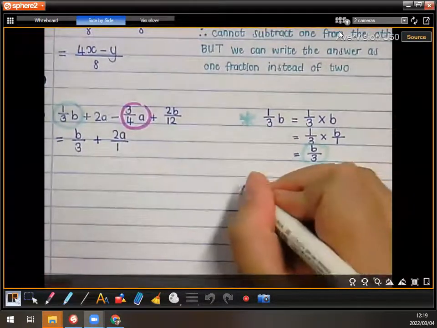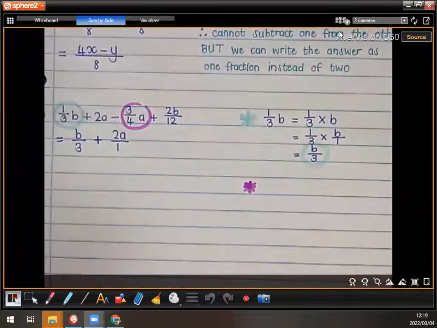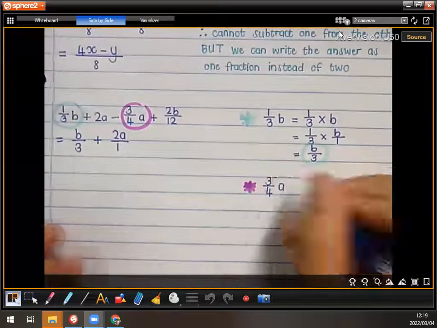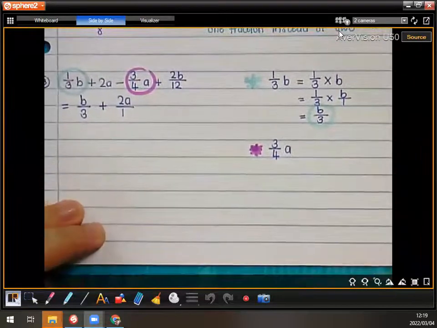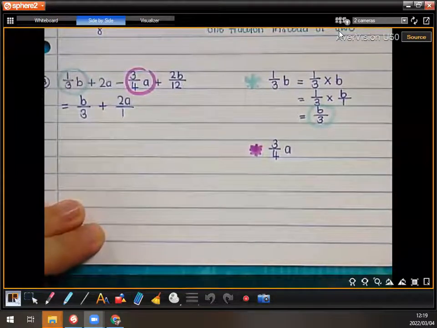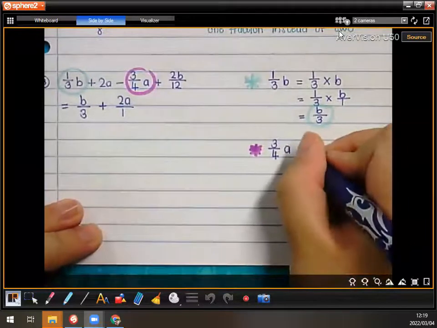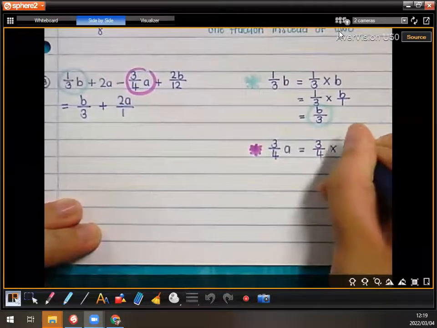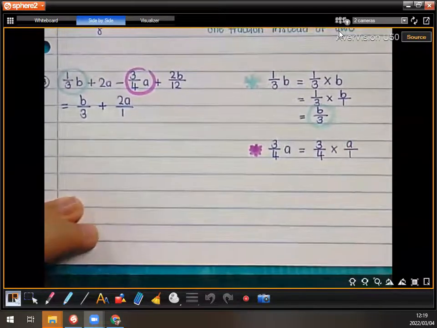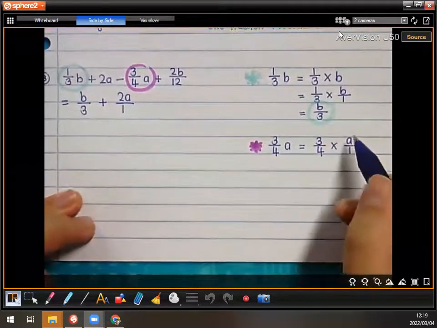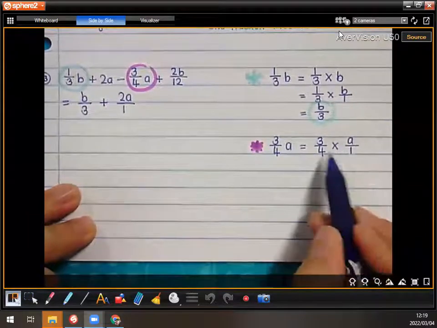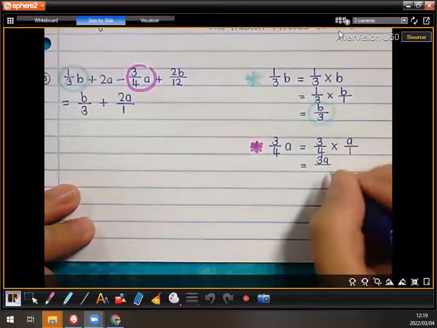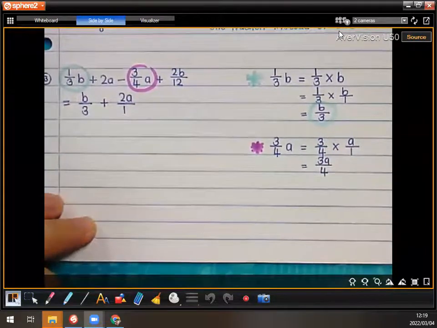Now this one here, I'm just going to circle this again, and we'll do a circle star there on the side. 3 over 4a. Instead of writing it as a mixed fraction like that, I'm going to change it to 3 over 4 times a over 1. And do you guys see what's going to happen? The a is just going to go to the top, because 3 times a is just 3a, and 4 times 1 is just 4.